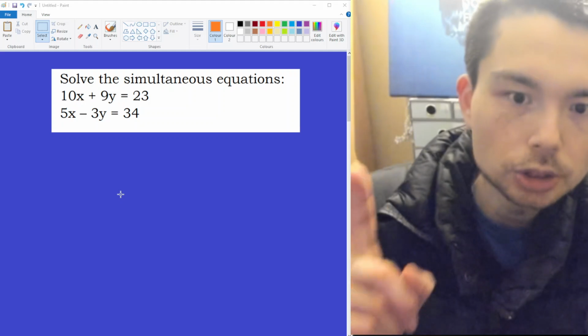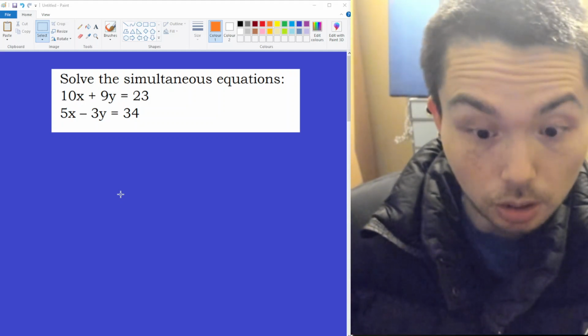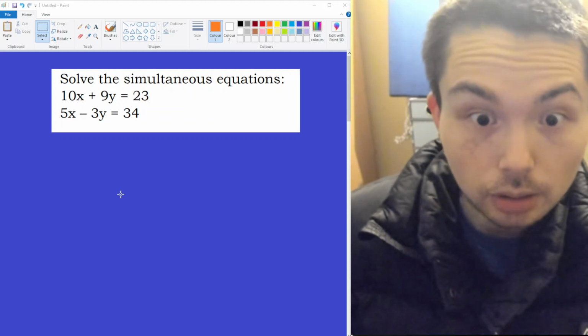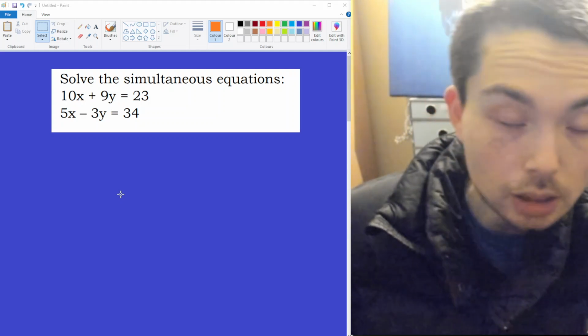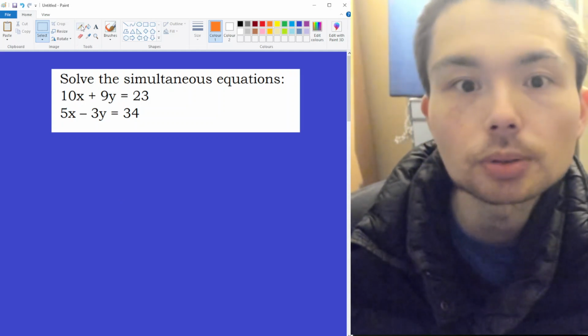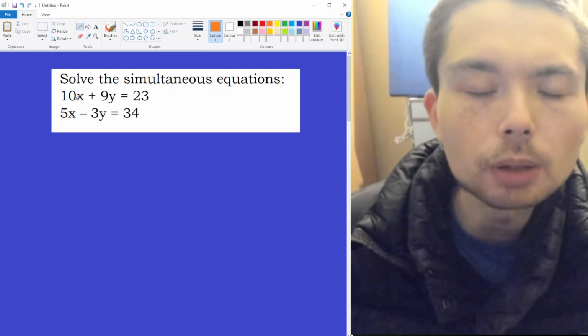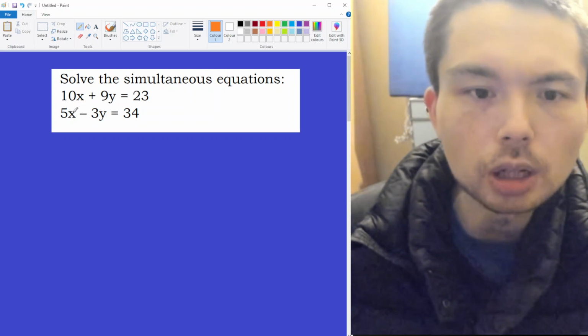Let's attempt this question. Same principle. Look at the top and the bottom. You want to get rid of an unknown. The easier one to get rid of is x, because look at the bottom equation. How we go from 5x to 10x, we're going to times by 2.